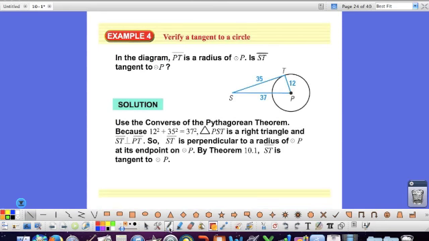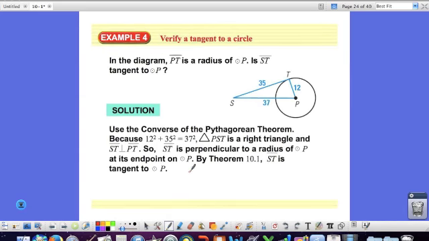When I have a 90-degree angle, it makes it useful because, of course, I can start using the Pythagorean Theorem. In this diagram, they tell me that PT is a radius and ST is tangent. So that means that's a 90-degree angle. I'm using the Pythagorean Theorem to show that that's a 90-degree angle. In this case, 12 squared plus 35 squared is equal to 37 squared, so this is a right triangle.